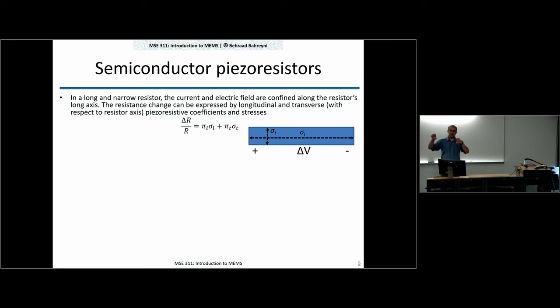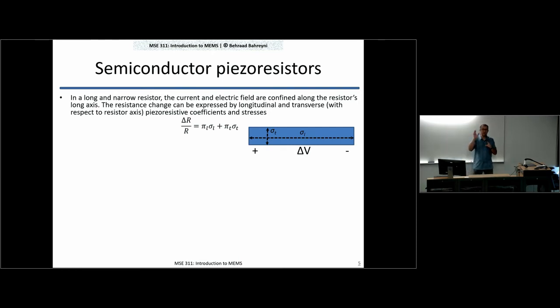And then there's a second term that says, okay, I may have a stress applied normal to the piezoresistor, basically parallel to its width instead of the direction of the current. If that is sigma t, then I assign a pi t, a transverse piezoresistive coefficient, to that stress. And that gives me another component for the change in resistance. So if I'm looking at the change in the resistance, delta R or delta R over R, I calculate it from these coefficients.